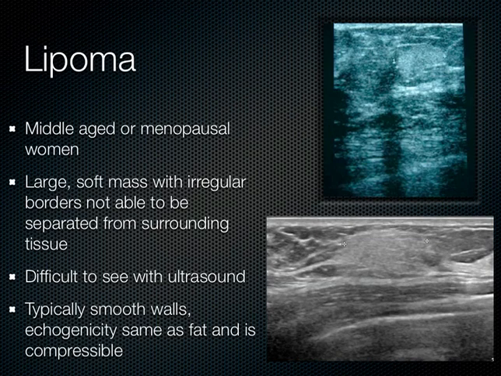Then there's lipomas, and this occurs more often in menopausal or middle-aged women, and just sort of large, soft masses with irregular borders. You can't seem to separate it from the surrounding tissues. These are difficult to see on ultrasound. You have to really strain your eyes and hallucinate a little bit, but they usually have smooth walls, and the reason why they're so difficult to see is that they have the same echogenicity as fat. So we can see this lipoma here, and when you compress these, they're easily compressible.